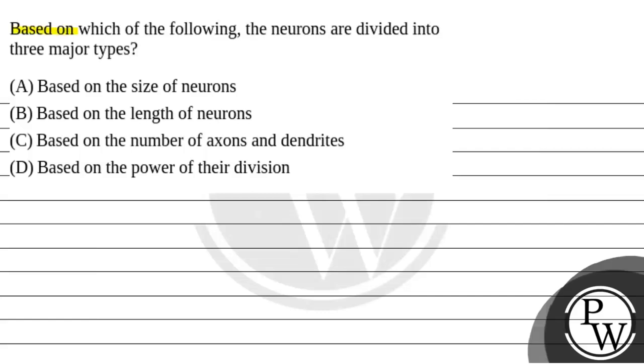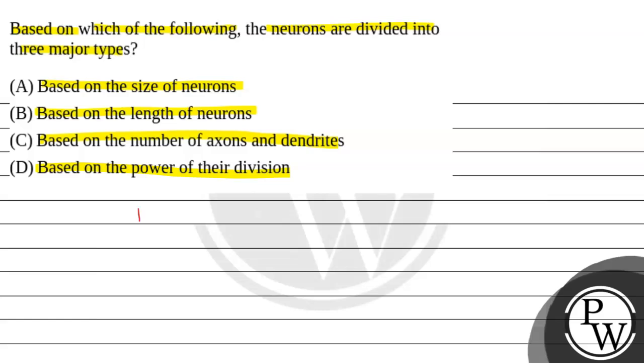The question says, based on which of the following the neurons are divided into three major types. First option is based on the size of the neuron, second is based on the length of the neurons, third is based on the number of axons and dendrites, and fourth is based on the power of their division.